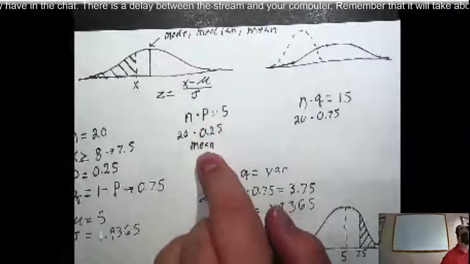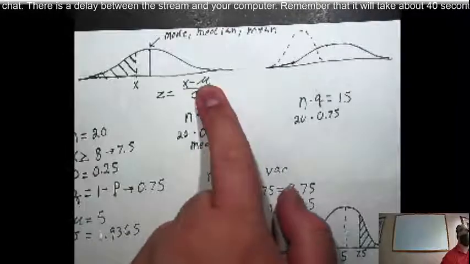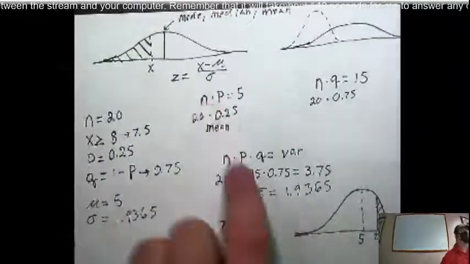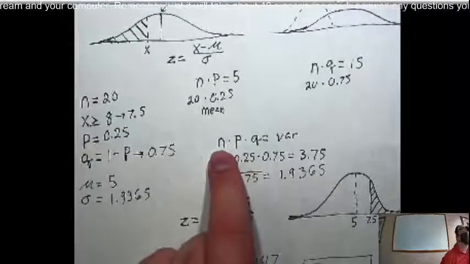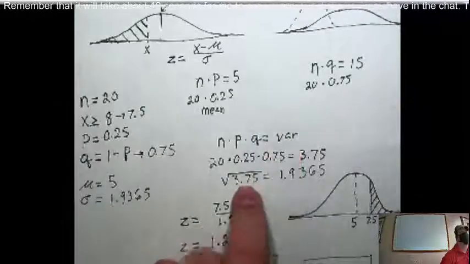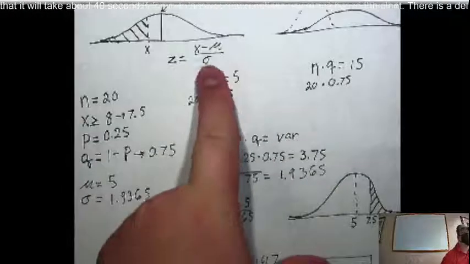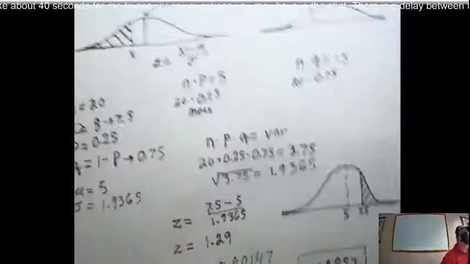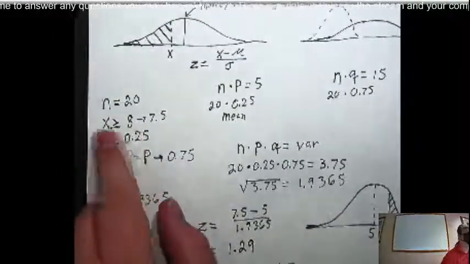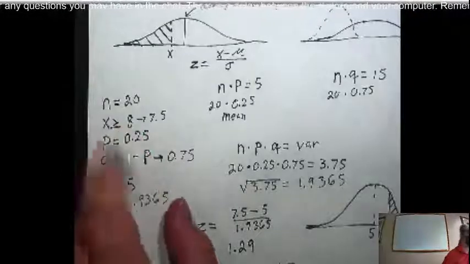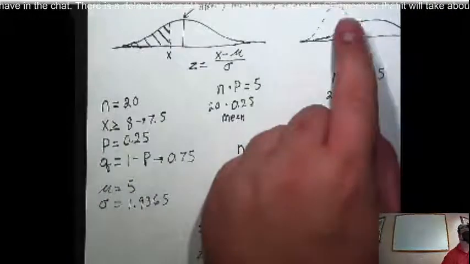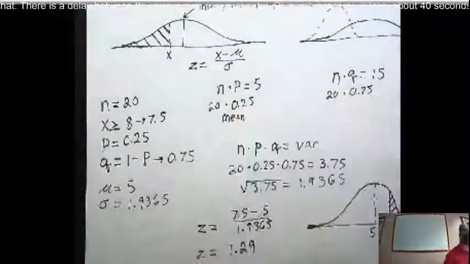N times p will also give us our mean, which is one of the things that we need for our z-score. Another thing we need is the standard deviation, which we can get by multiplying n, p, and q to get the variance, take the square root of that variance, and we now have our standard deviation. The last part that we need is x, which we get from looking at our x value, but we can't use this one. We need to correct it so that it more closely fits this model.